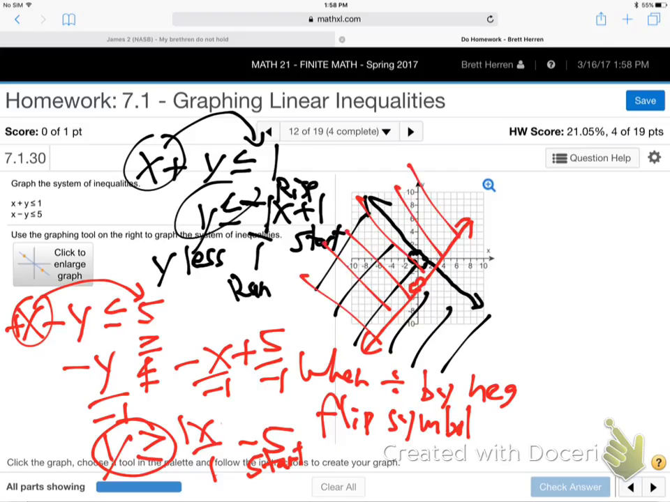So where do the two shadings overlap? It's this region. That's what we call the feasible region. What does feasible mean? If something's feasible, what is it? It's doable, right? It's possible. It might work. It's allowable. It can work. So this is the feasible region. This is the region that'll work.